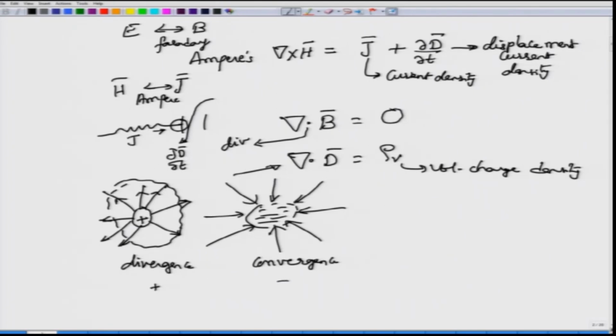So, del dot D equals rho v, when rho v is positive, means that electric field lines are all diverging away from a particular region which encloses the charge, and when del dot D is equal to minus rho v, then it means that field lines are all converging to a particular point, or to the region where the charges are enclosed. So, you have divergence and then you have convergence.